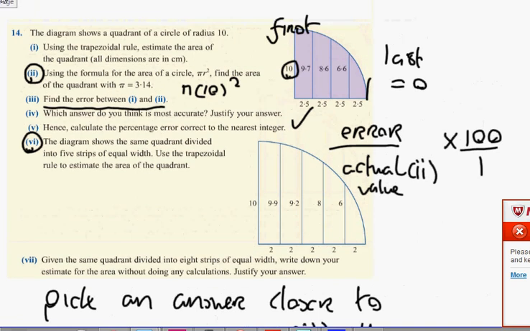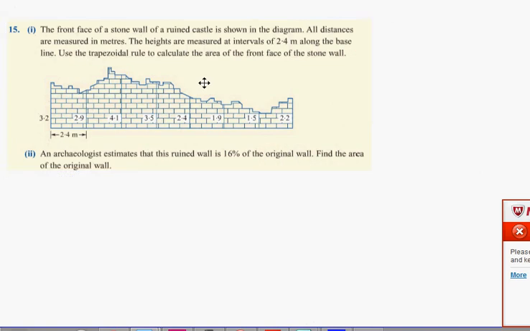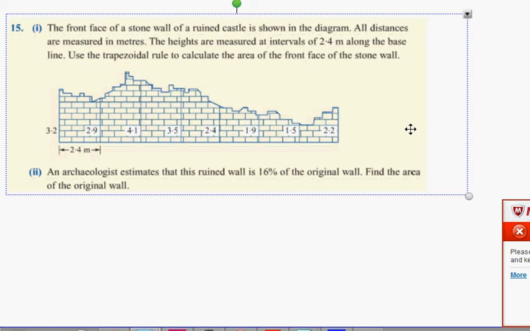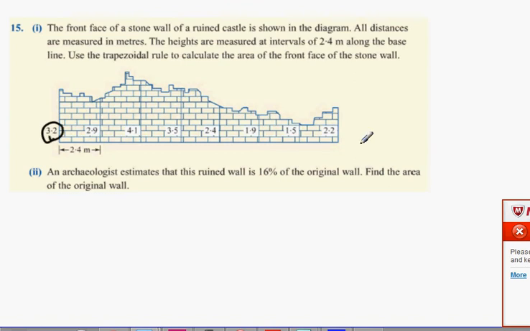Number 15, alright, to move on. Number 15: the front face of a stone wall of a ruined castle is shown in the diagram. The distances are all measured in meters. The heights are measured in intervals of 2.4 meters along the baseline. Use the trapezoidal rule to calculate the area of the front face of the stone wall. Everybody in the class will get that. The first height is 3.2, the last is 2.2. Use your standard formula. Width is 2.4.